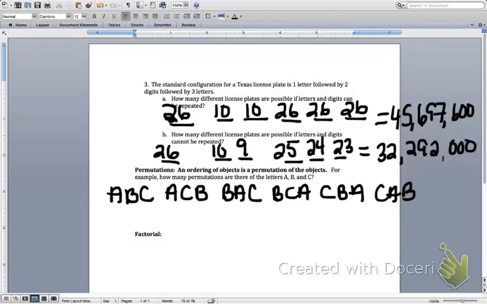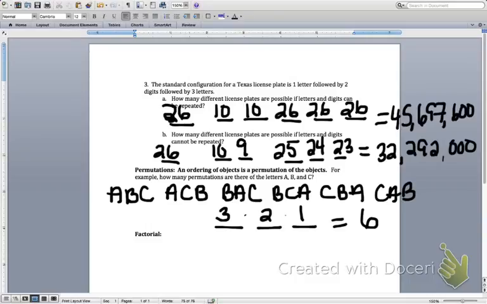Another way to think about this, I have 3 letters, A, B, and C. I can choose any one of those 3 letters to go first. But then I only have 2 choices for my second letter, and then I only have 1 choice left for my third letter, which also gives us a total of 6.